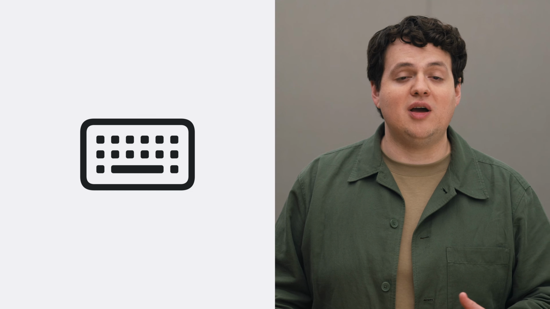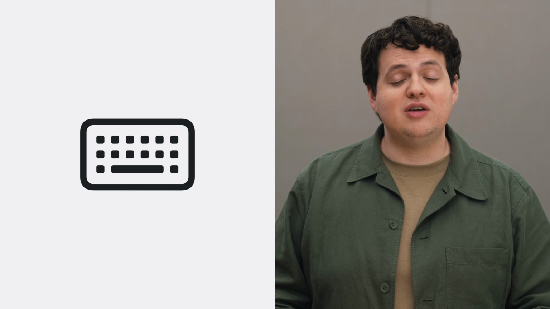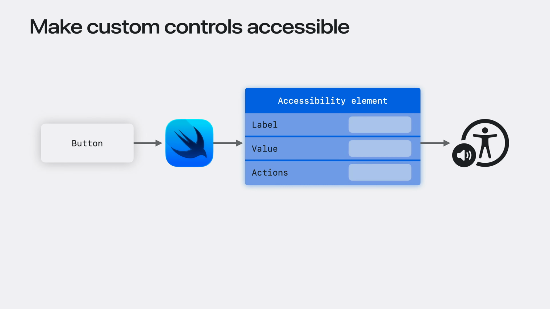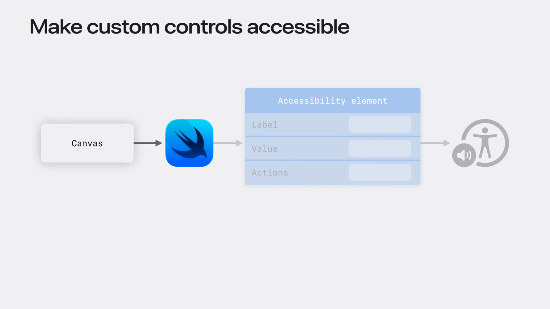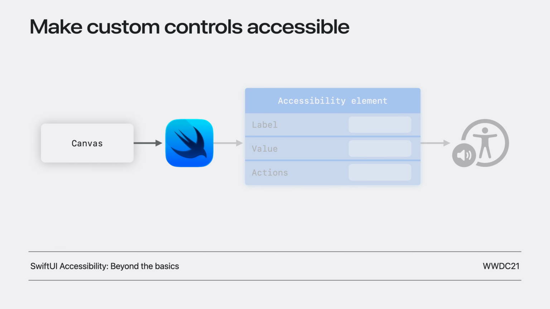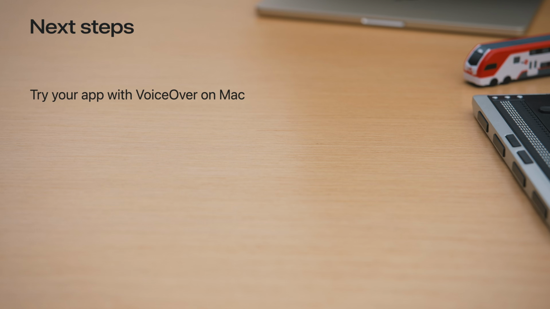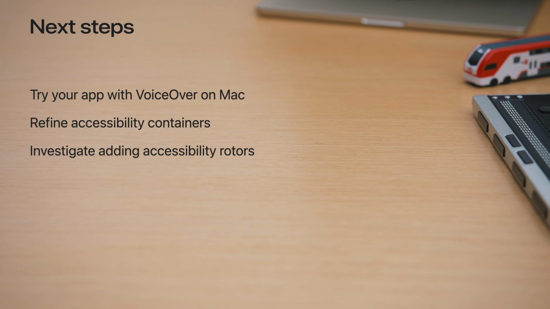Another quick way to improve interaction with your app is keyboard shortcuts. Adding keyboard shortcuts for common tasks in your app is not only a great power user feature, it also has a huge impact on accessibility, especially for anyone who may not be able to use a mouse. Lastly, if you create your own custom controls, they may not have the accessibility information that other controls have built in. To learn how to easily make controls accessible in SwiftUI, I recommend checking out "SwiftUI Accessibility: Beyond the Basics" from WWDC25. Now it's your turn to try your app with VoiceOver on Mac, refine the containers in your app, and investigate where you can add custom rotors.